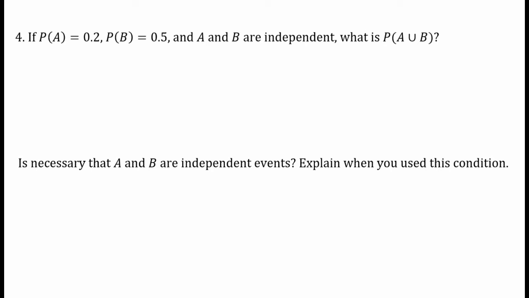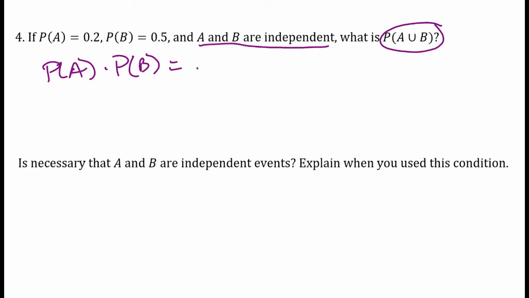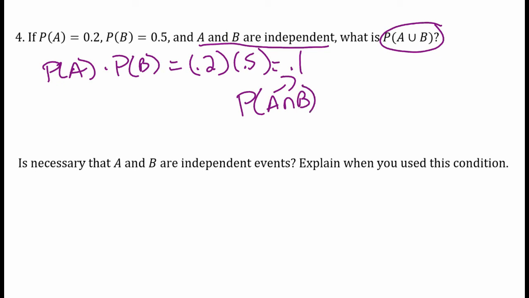Number 4, if P of A equals 2/10 and P of B equals 5/10, and A and B are independent, so I'm telling you right now that they are independent, what is the probability of A or B? When two events are independent, we can multiply their probabilities together. 0.2 times 0.5 is 0.1, and that's the and probability, the P of A and B. That's the overlap. When they are independent, you can multiply their probabilities together and get the intersection.